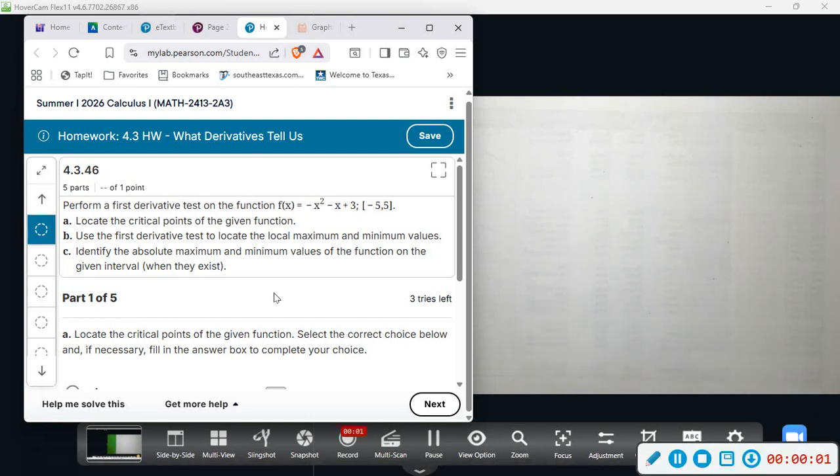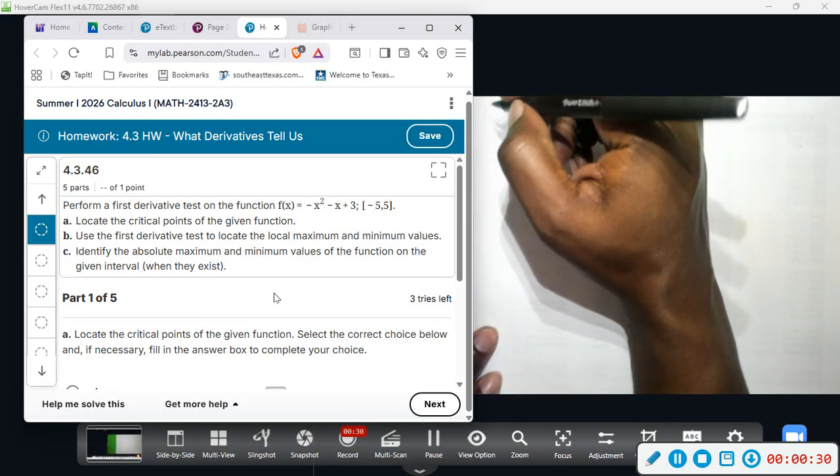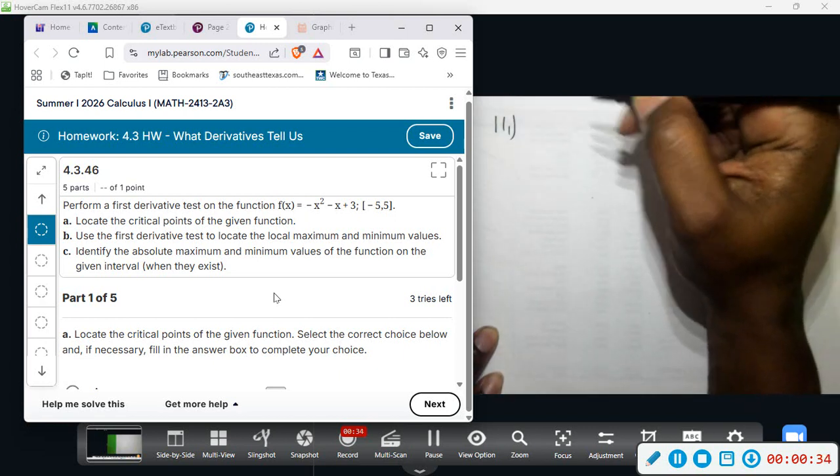All right, question number 11. We have 5 parts. Looks like we're going to walk through the first derivative test. We're going to locate the critical points, use the first derivative test to locate maximum and minimum values, and then identify the absolute maximum and absolute minimum values of the function in the interval, when they exist. All right, so I'm going to try to work this whole thing out, and then we'll input the parts one at a time.